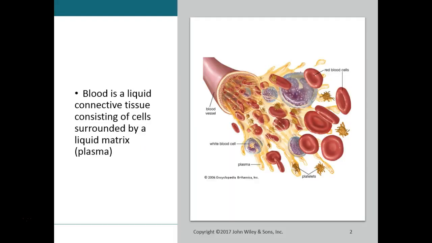Blood has a liquid component called plasma, and then there are cells, or what we call formed elements, that are in that plasma. So blood is a liquid connective tissue. The fluid matrix is plasma, and within that we have cells and cell fragments.